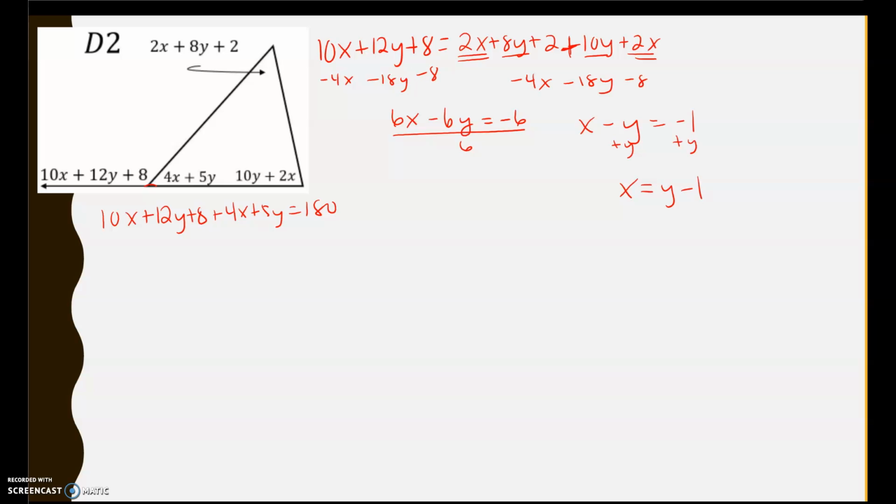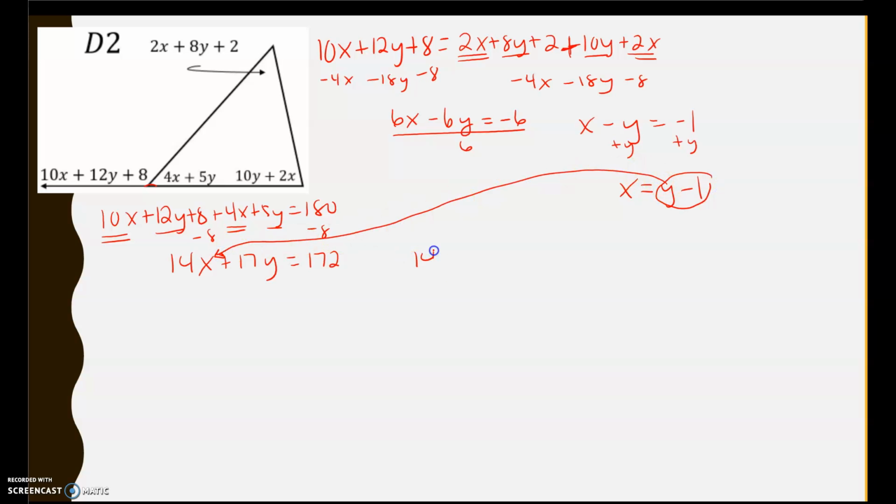And now going to my second equation. I'm going to combine like terms, so 10x and 4x is going to give me 14x. 12y plus 5y is going to give me 17y. And I'm going to subtract 8 from both sides, and that's going to equal 172. From here, I'm going to use substitution. So I'm going to take my y minus 1 and plug him into my x, right there. So I'm going to get 14 times (y minus 1) plus 17y is equal to 172.